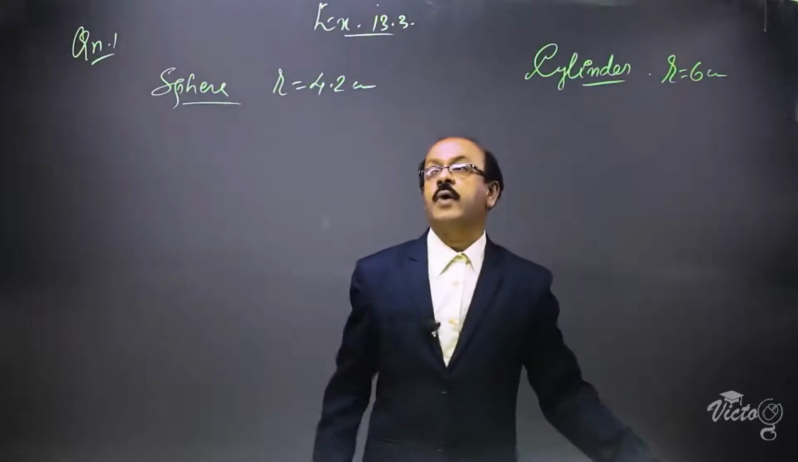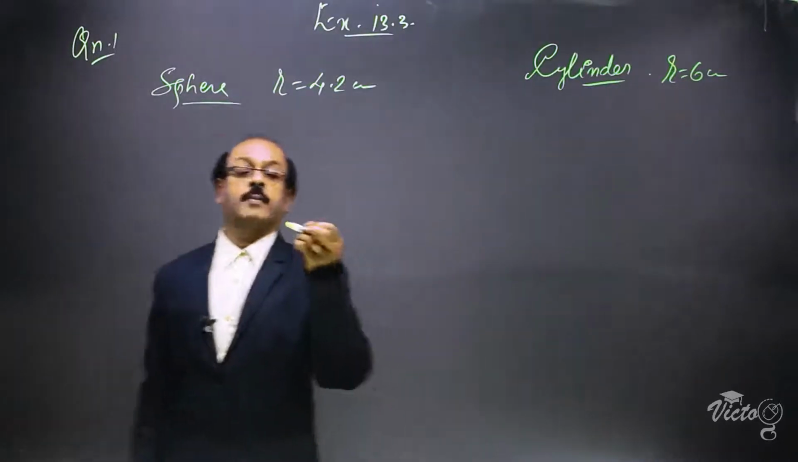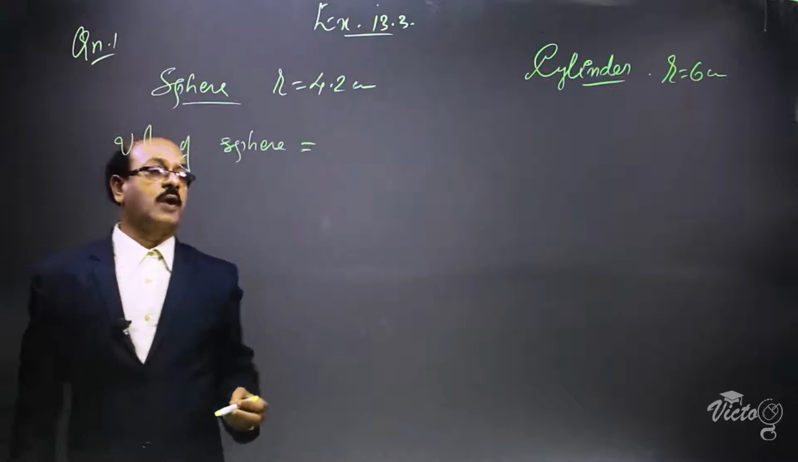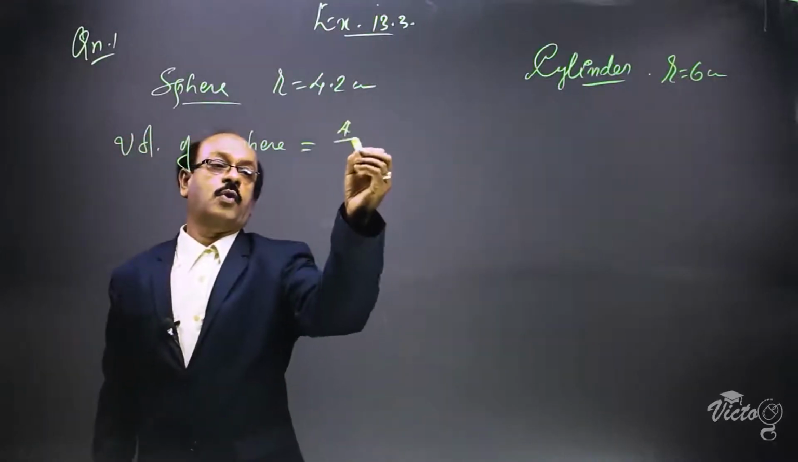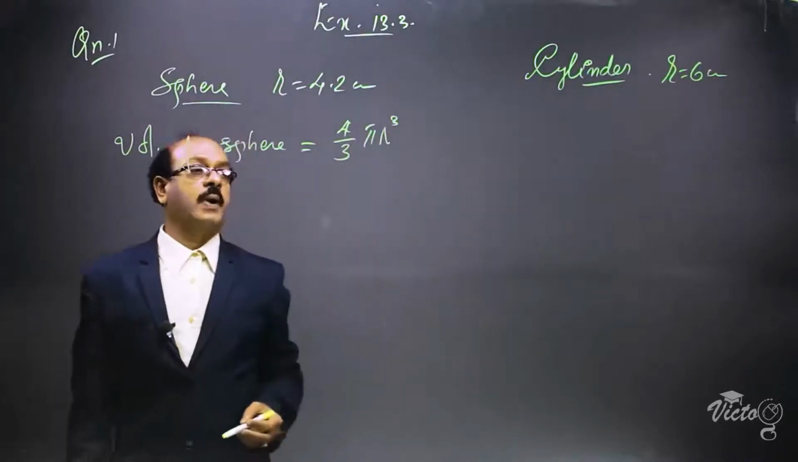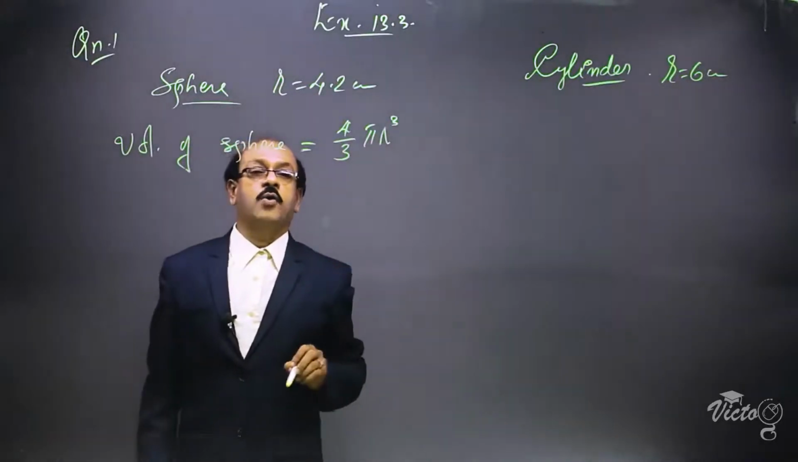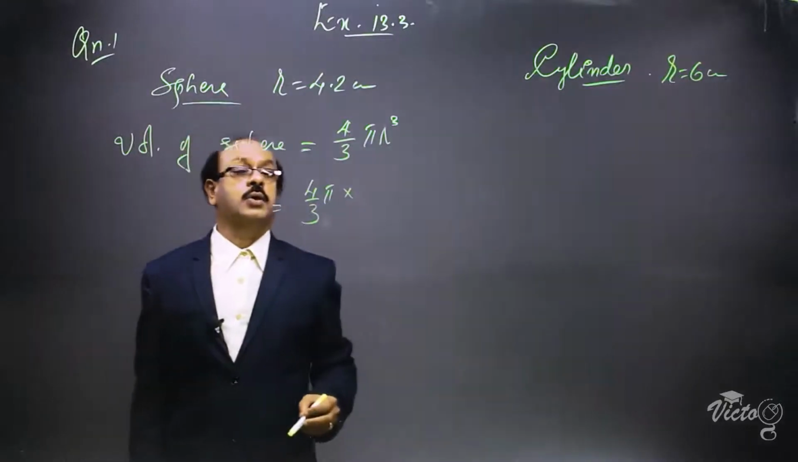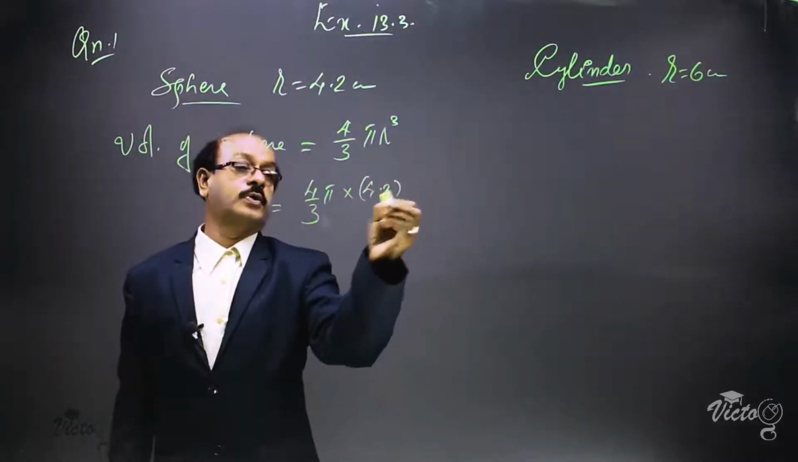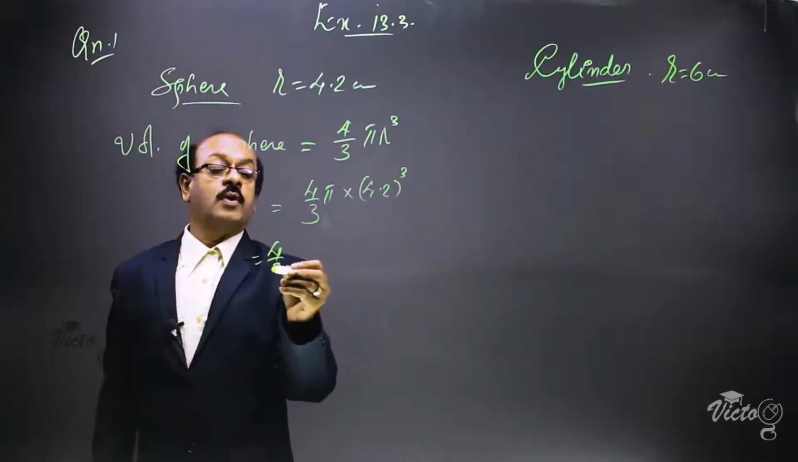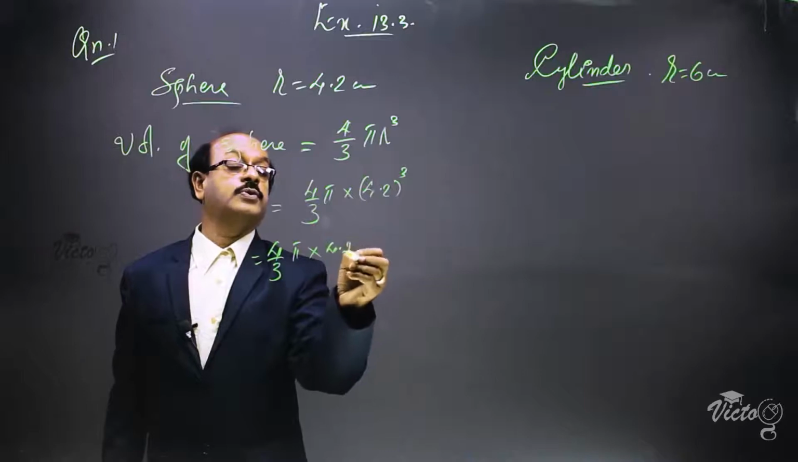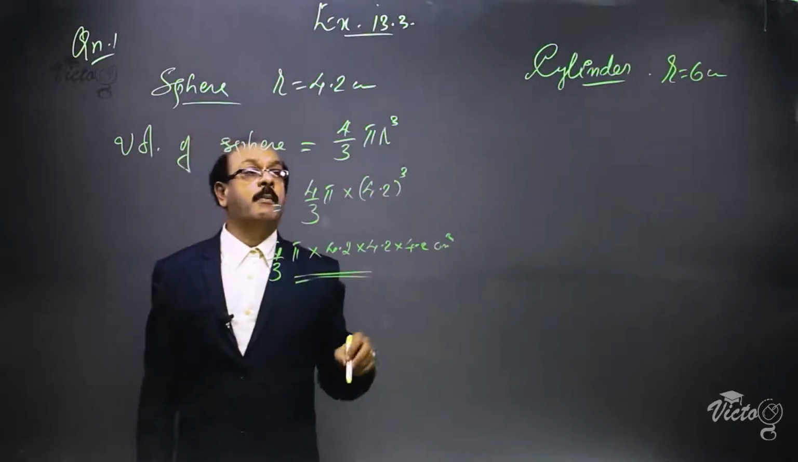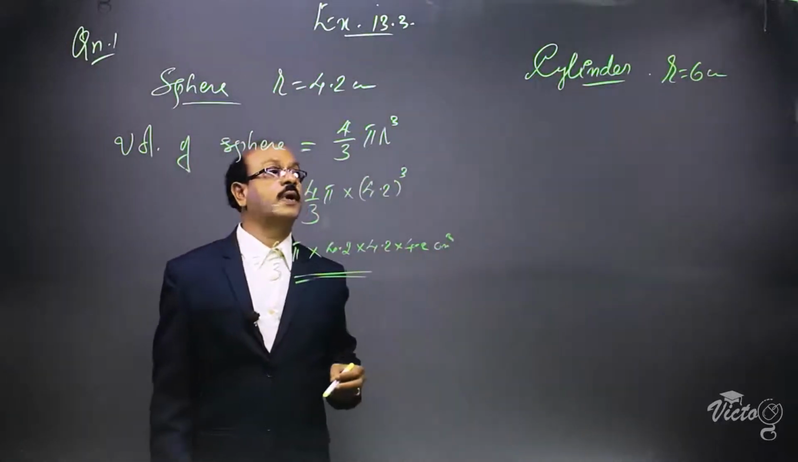So we have to find out the volume of the sphere melted. The formula for finding the volume of sphere is 4 by 3 pi r cube. Giving value for r, it is 4 by 3 pi into 4.2 the whole cube. This is equal to 4 by 3 pi into 4.2 centimeter cube.